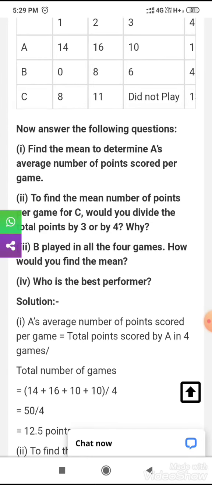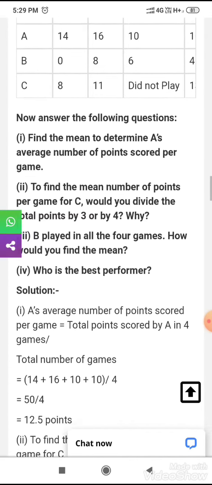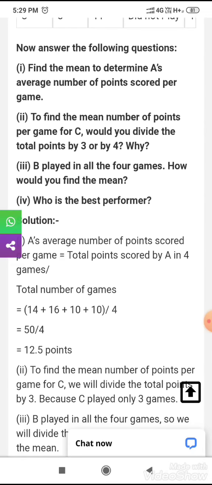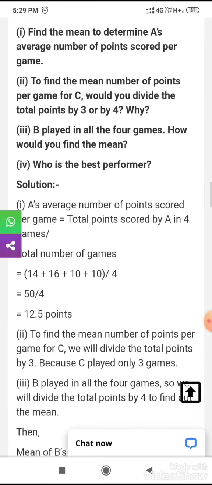In the second part, we have to find the mean number of points per game for C. Would you divide the total points by 3 or by 4? Why? In the third part, if C played all the 4 games, how would you find the mean? And in the fourth part, who is the best performer?